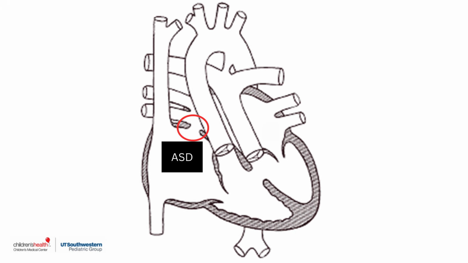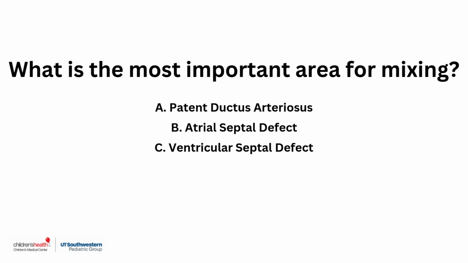The last area of mixing is the atrial septal defect. In general, the left and right atrial pressures are very similar. If the atrial septal defect is large, this allows for complete mixing in both directions. Deoxygenated blood moves to the pulmonary circulation, and oxygenated blood moves to the systemic circulation. This improves both oxygenation and systemic oxygen delivery. So what is the most important area for mixing? It's the atrial septal defect. That is the most important area for mixing for any patient with transposition physiology.